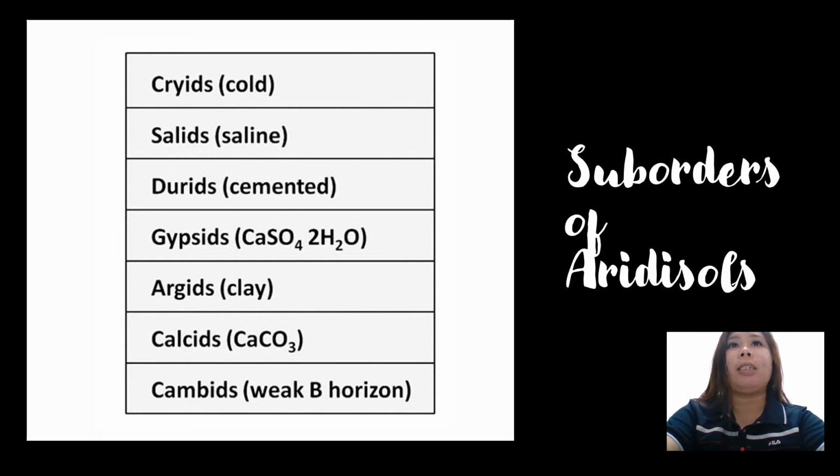For the argids, these are soils that have an argillic or natric horizon and do not have a petrocalcic horizon within 100 centimeters of the soil surface. Calcids are soils having a calcic or petrocalcic horizon within 100 centimeters of the soil surface. And last but not the least are the cambids. These are soils that do not have the diagnostic properties defining the other suborders.